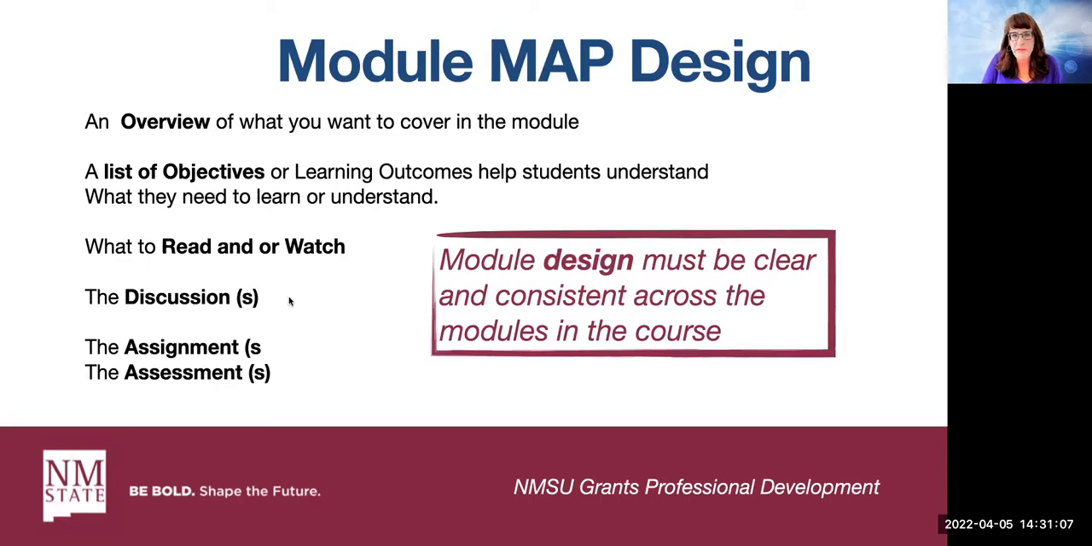So several things that I have found important in my modules are an overview of what you want to cover in the module. Now I align the modules to the chapters of the textbook. So I take some of that information from the textbook and I put it in the overview so students understand this is what they're going to be reading, this is what the module is about, and this is what they need to know. A list of objectives or learning outcomes to help the students understand what they need to learn or understand, what to read or watch.